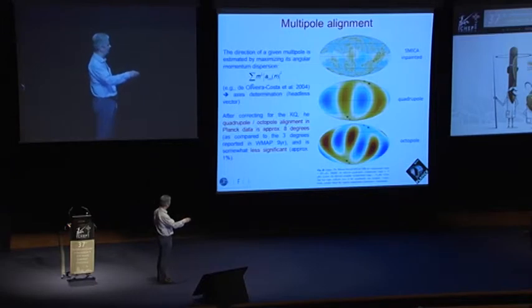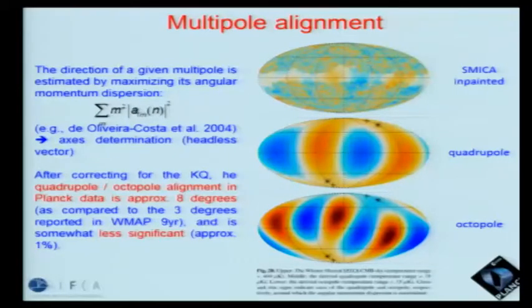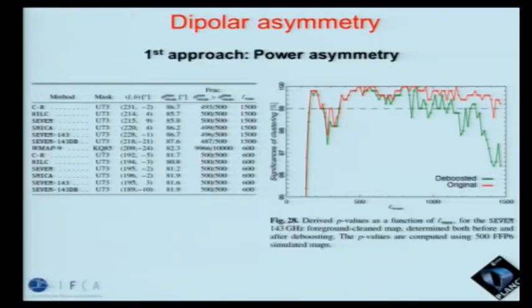This should be random and distributed between the quadrupole and octopole directions, defined this way. And you see that there is a close alignment within 8 degrees, a bit more than found by WMAP, but still is significantly interesting at 1%. I mean, not much, but it's interesting to study.